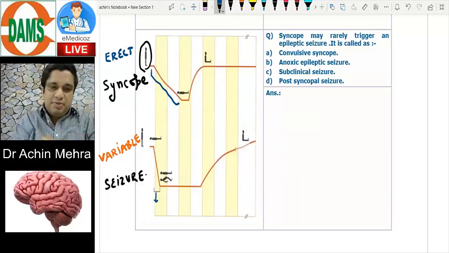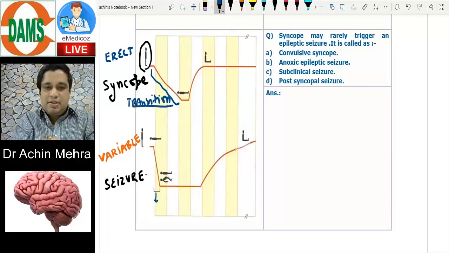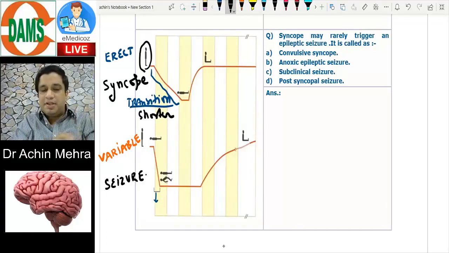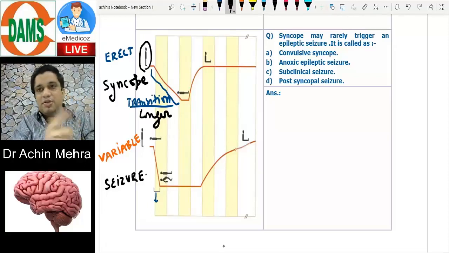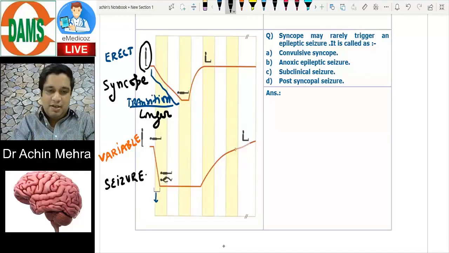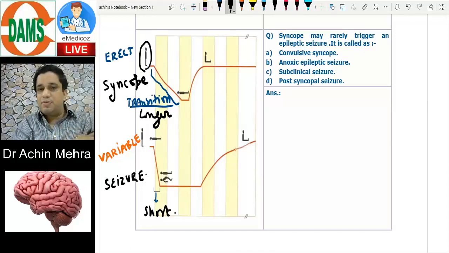So we can remember that the transition phase into an unconscious episode is relatively shorter in a seizure, sorry, I wrote it the other way around. It's longer in duration, the transition into an unconscious phase, in a syncopal attack, while it's very short in a seizure episode. Now another thing, now this is the transition part.